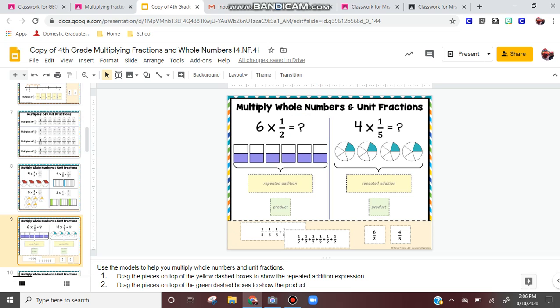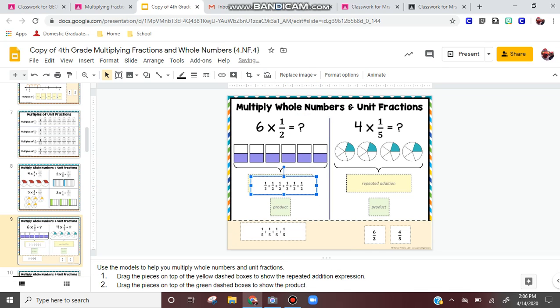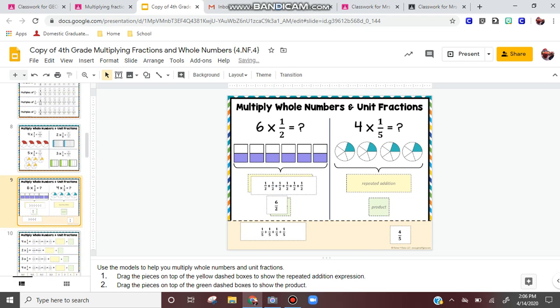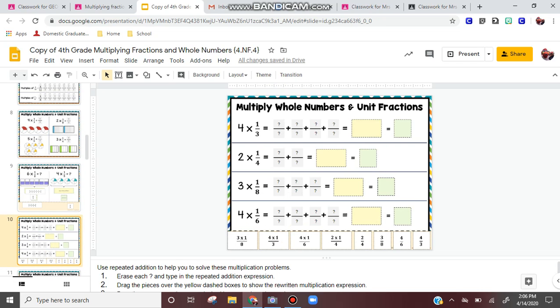Slide 9. So 6 times 1/2 will be the answer. So you have 1/2 6 times, and then you would have 6/2. And then you just drag and drop it there. That's 9. Number 10. So you have your repeated addition like you did before.